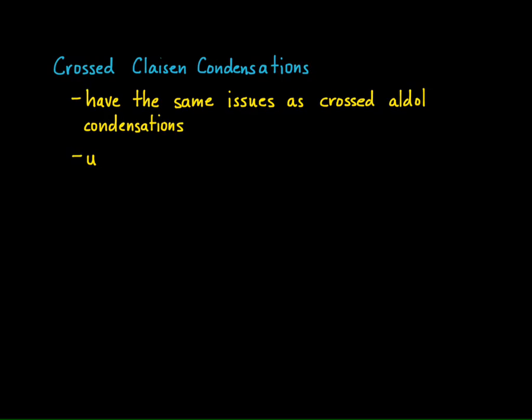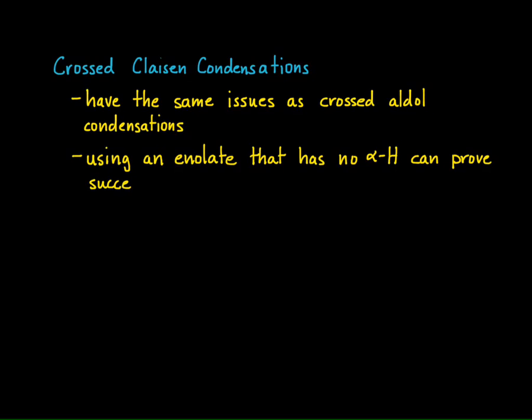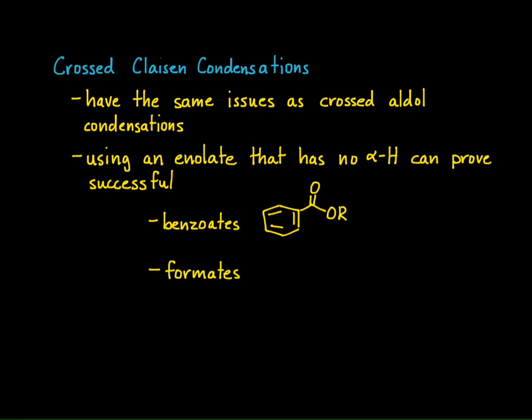And again, we can use an ester that has no alpha hydrogens with an enolate. And so esters that have no alpha hydrogens are benzoates, derivatives of benzoates. These are benzoic acid with an R group, so the alkyl benzoates they're called.